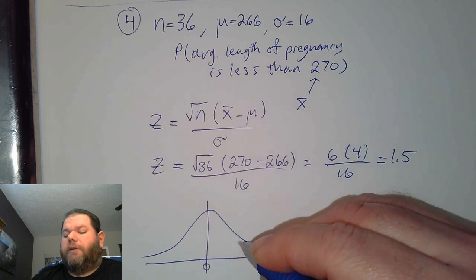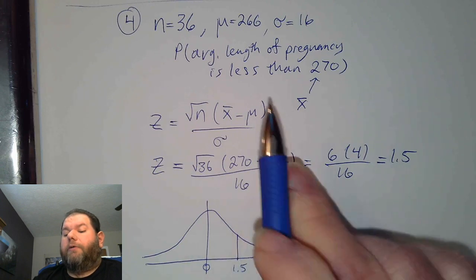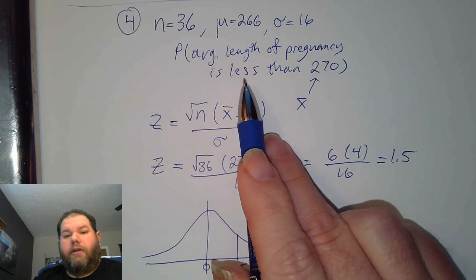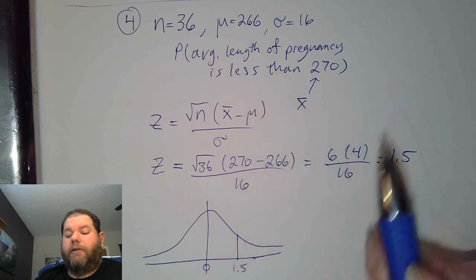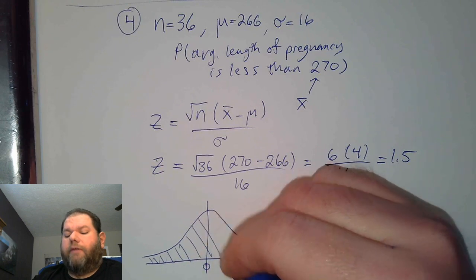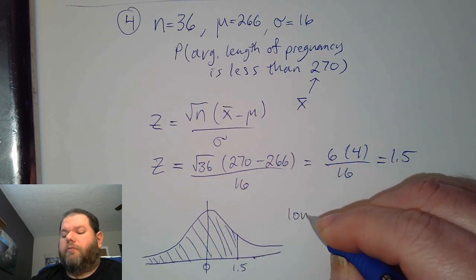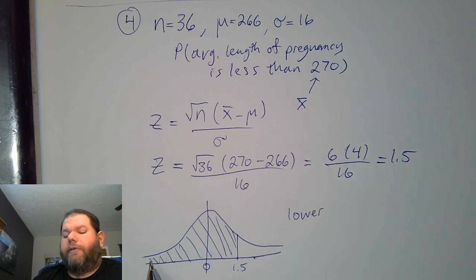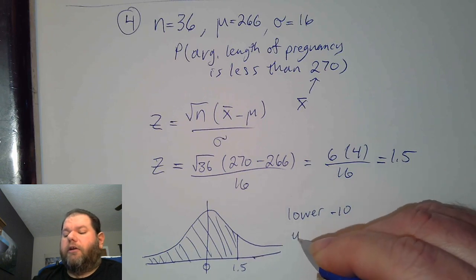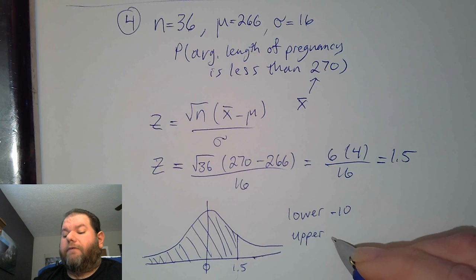So, 0 is in the middle, 1.5 is further to the right. And we want the probability that the average length of pregnancy is less than 270. So less than here means to the left. So we'll shade to the left of our number, 1.5. Because it keeps going to the left and doesn't stop, that means our lower bound is negative 10. And our upper bound, the right edge of our shaded area, is at 1.5.